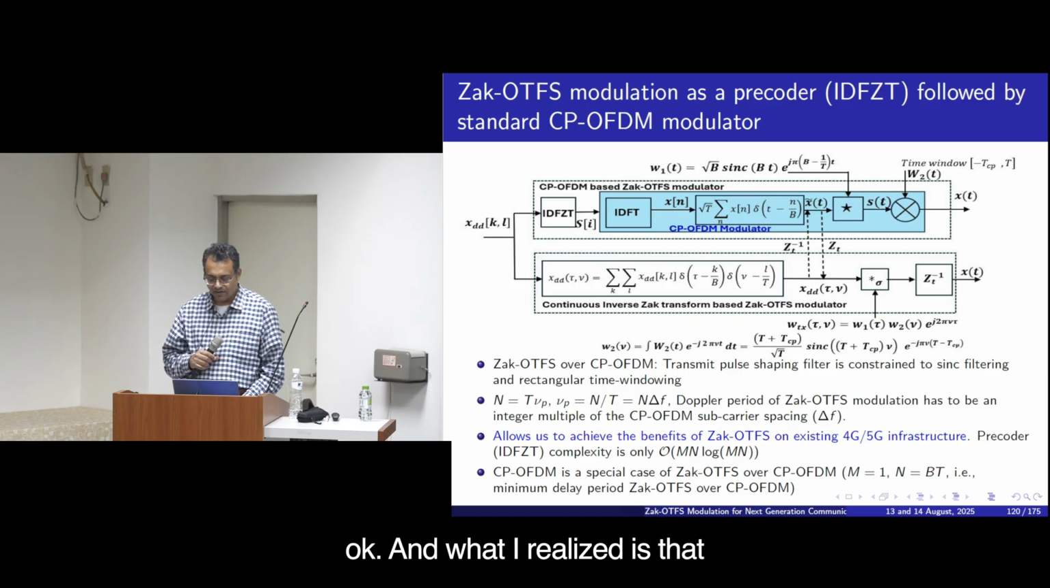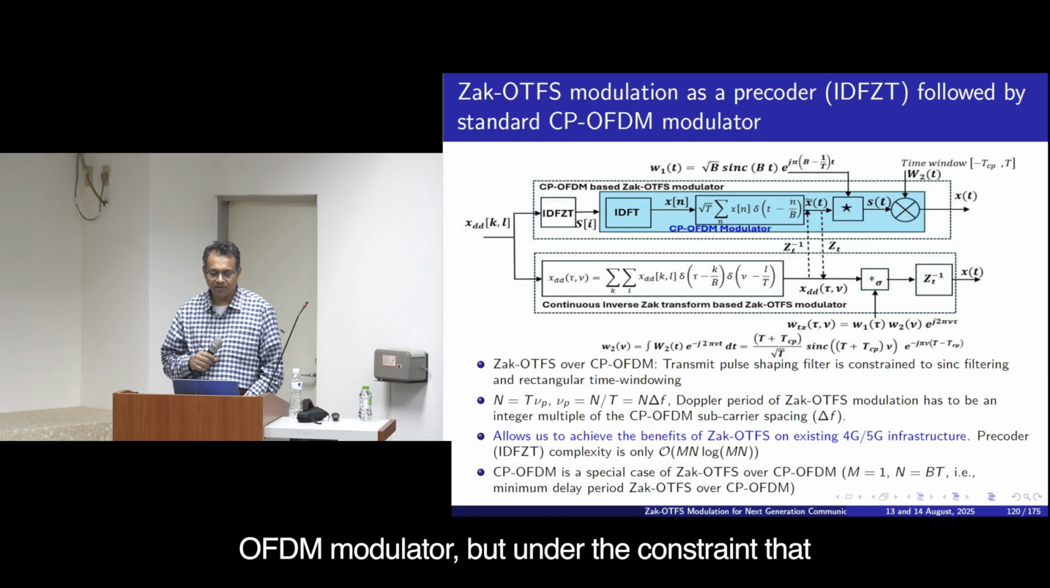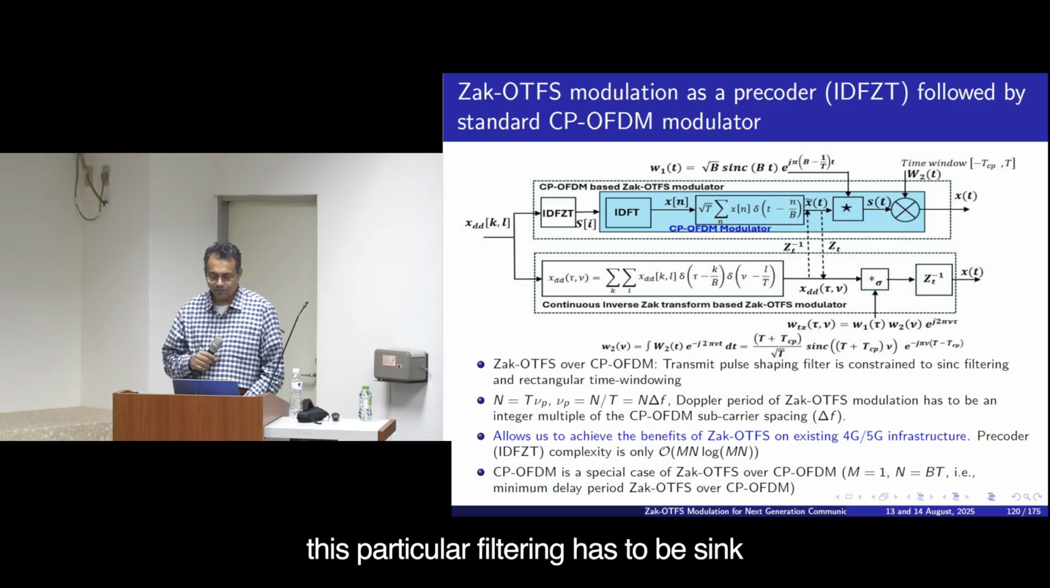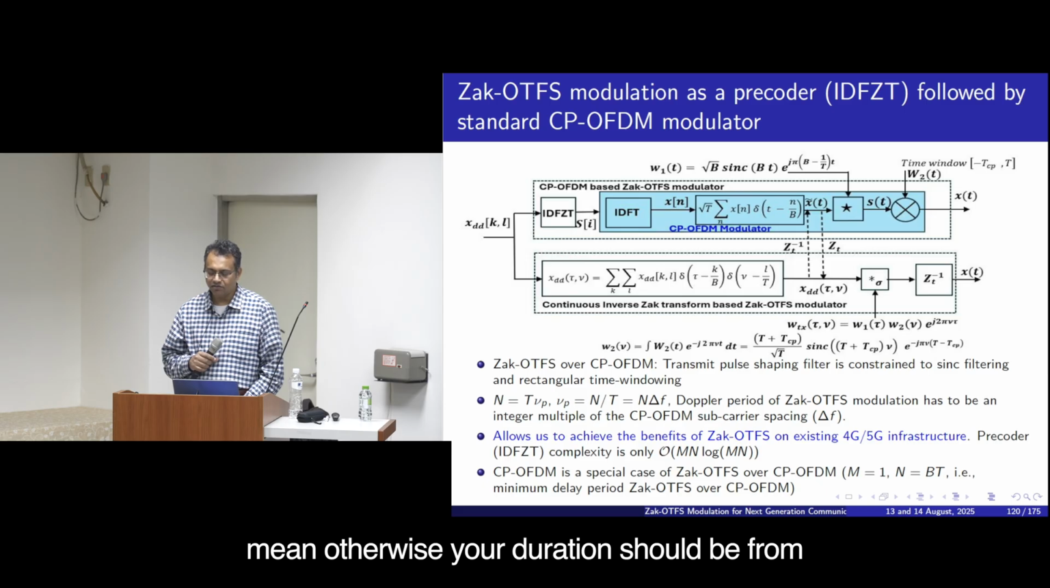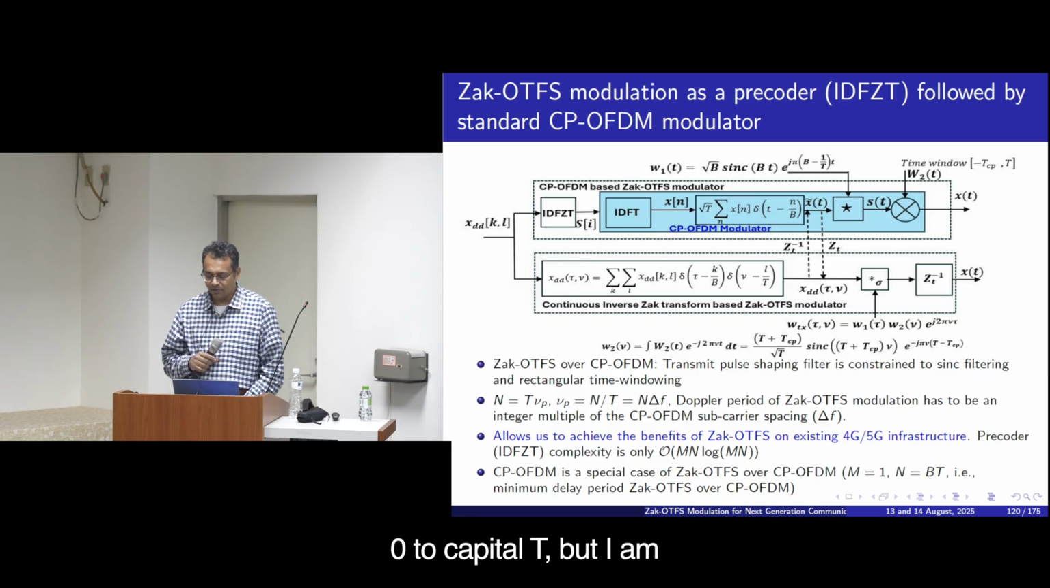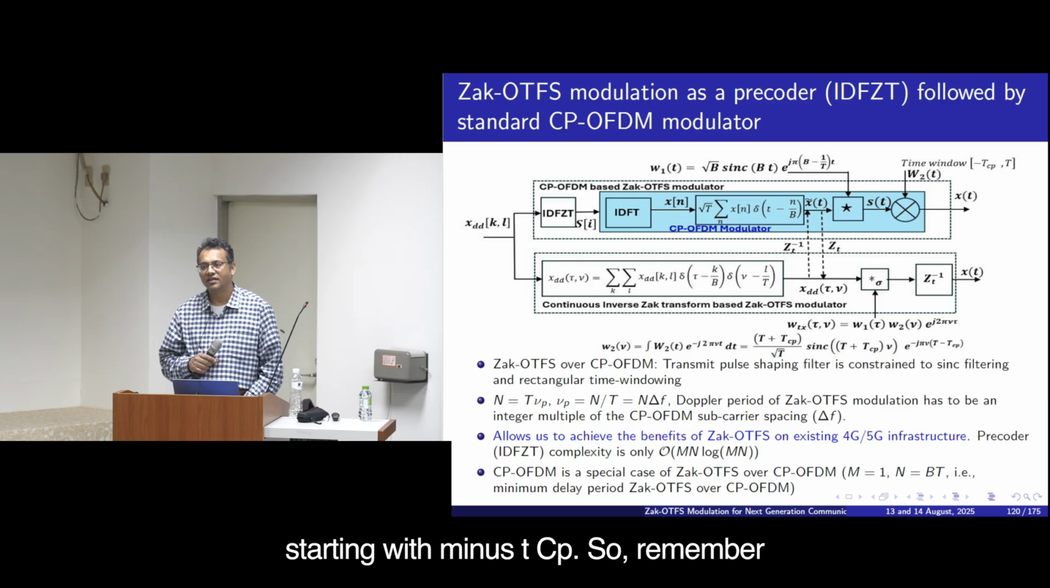And what I realized is that this whole thing, starting from this S of I all the way till X of t, is nothing but your CP-OFDM modulator, but under the constraint that this particular filtering has to be sinc, it cannot be anything else, and this window has to be the rectangular time window along with a cyclic prefix. Otherwise your duration should be from 0 to capital T, but I am starting with minus T_CP.